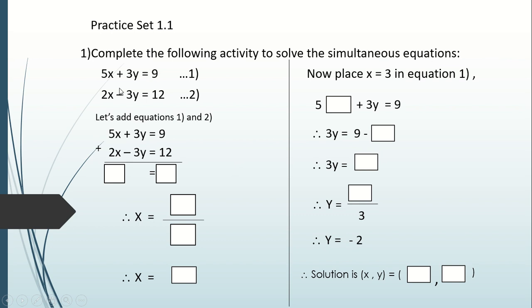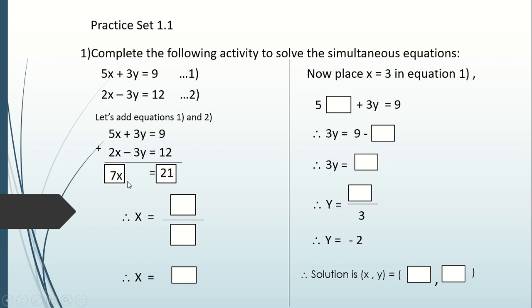Now solving the simultaneous equations, what is the method of elimination? Apart from x and y, we try to eliminate one of these variables. In this case eliminating y is very easy. 3y minus 3y is getting cut. So what we are doing is adding equations 1 and 2. When we add, 3y minus 3y is cut, and 5x plus 2x becomes 7x. And 9 plus 12 becomes 21.